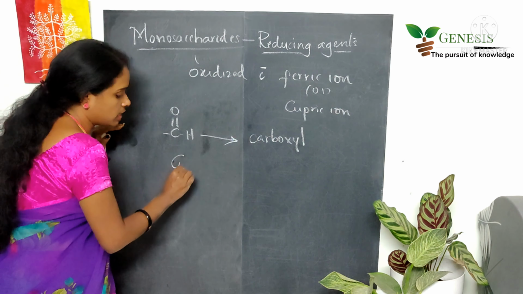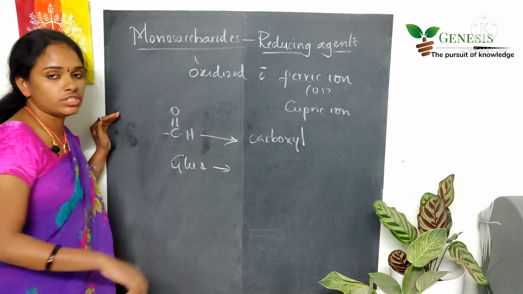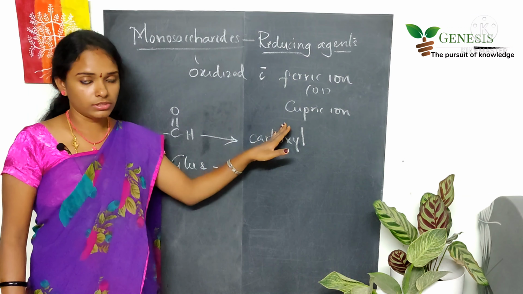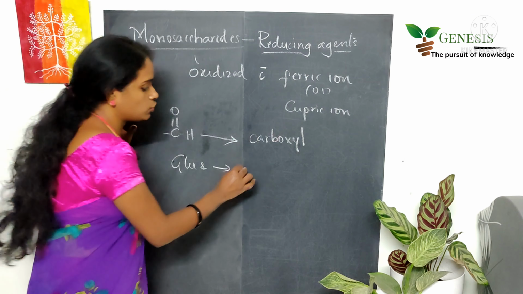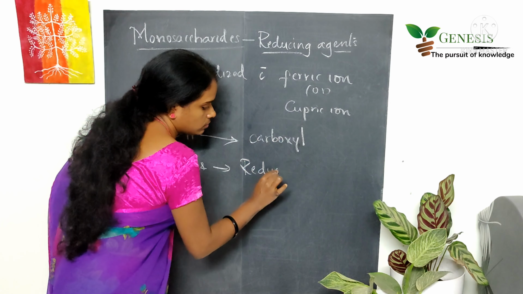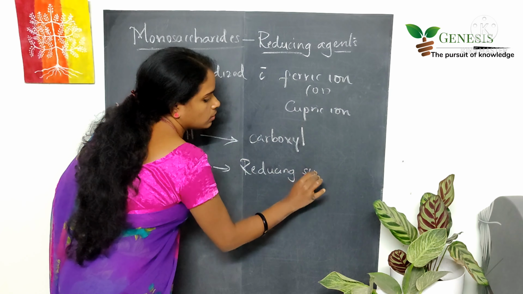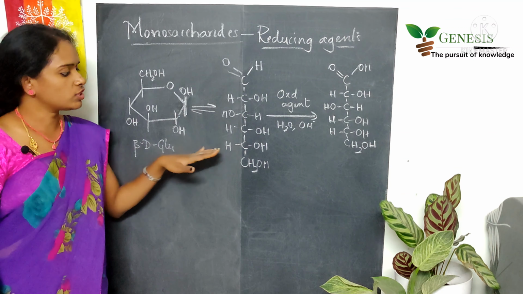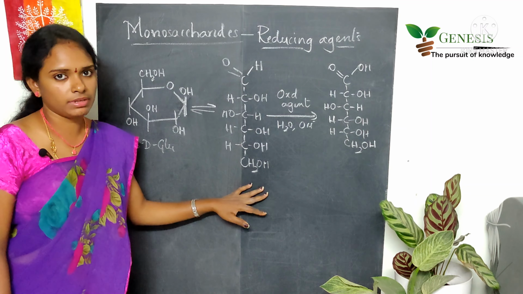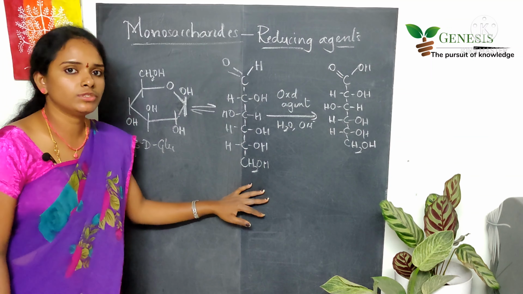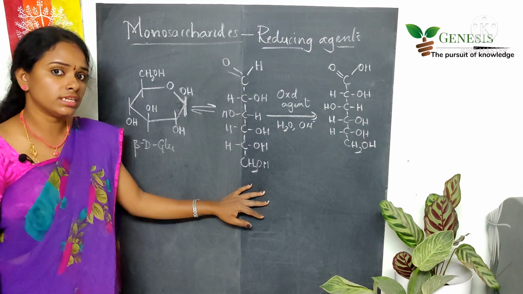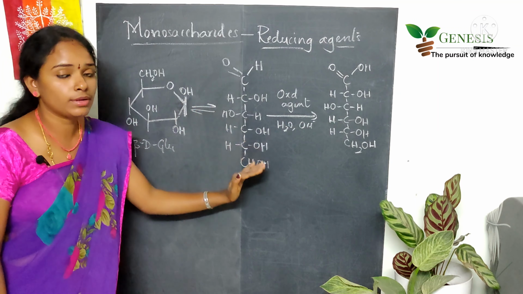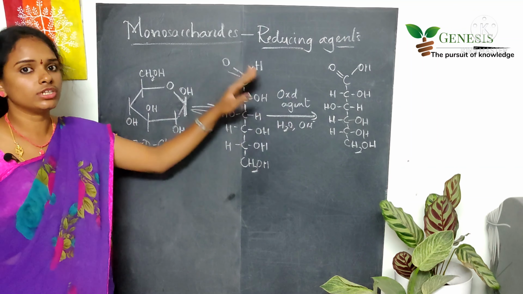So the glucose and other monosaccharides which are capable of reducing these ferric or cupric ions are called reducing sugars. This is the ring structure of beta D glucose, which can be converted to its open chain structure, as we have discussed in mutarotation. If we observe the equilibrium mixture, we know that around 99% of the mixture contains only the ring structure, and less than 1% of the mixture contains the open chain structure.